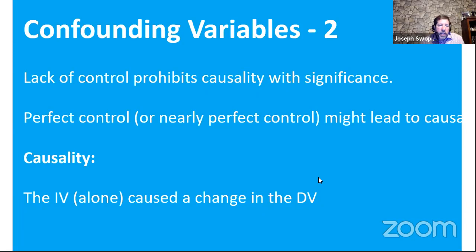As I said, lack of control prohibits causality with significance. Let's talk about that. We want an independent variable and only the independent variable to cause a change in the dependent variable. If you have perfect control, the rat in the Skinner box, or nearly perfect control, as much as you can do, that might lead to what's called causality. And causality is the goal in science. One thing and the one thing alone, the independent variable, and it alone caused a change in the dependent variable.